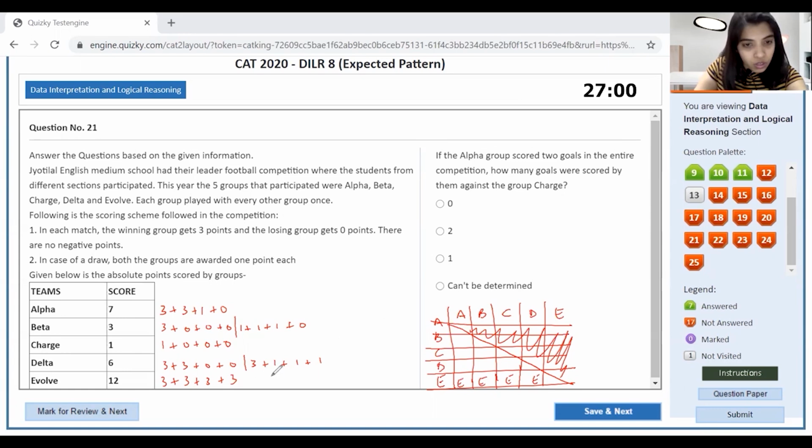Next, what do we know? We know Delta lost 1 match at least to E, right? So can this be the scenario? No, this can't be the scenario. So this is the correct one.